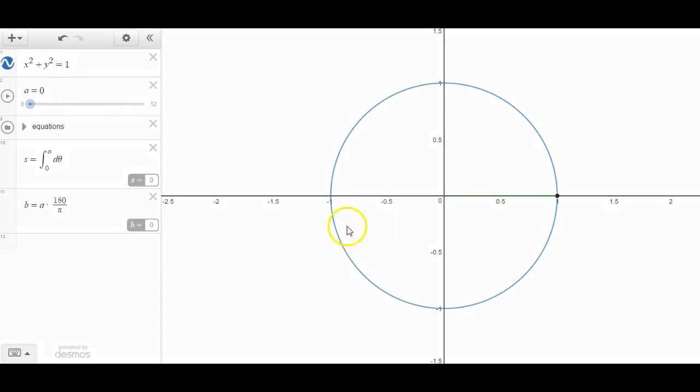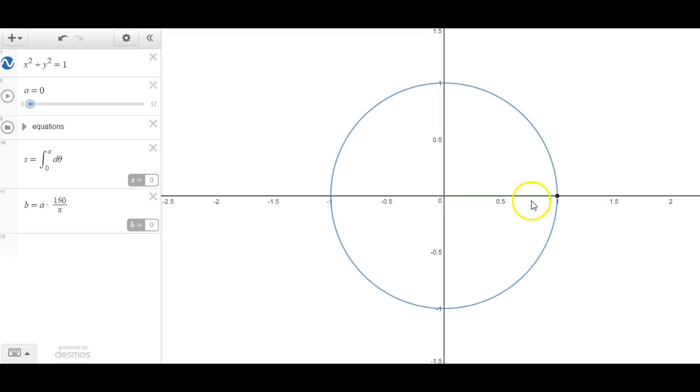We're still using the unit circle. Hopefully you recognize that equation from the last video. What we're going to do here is talk about a new type of angle measure that you may or may not be familiar with, which is called radian measure.